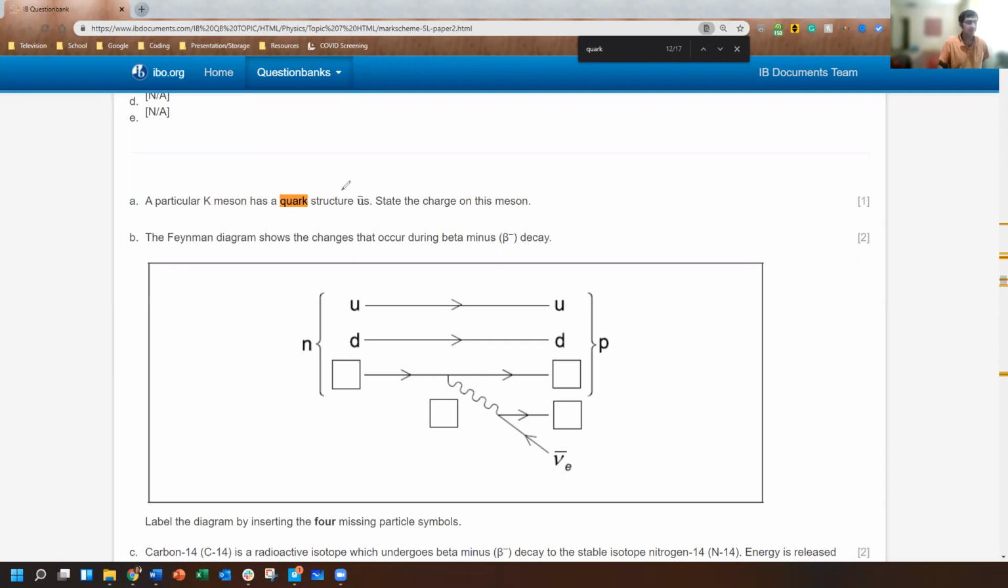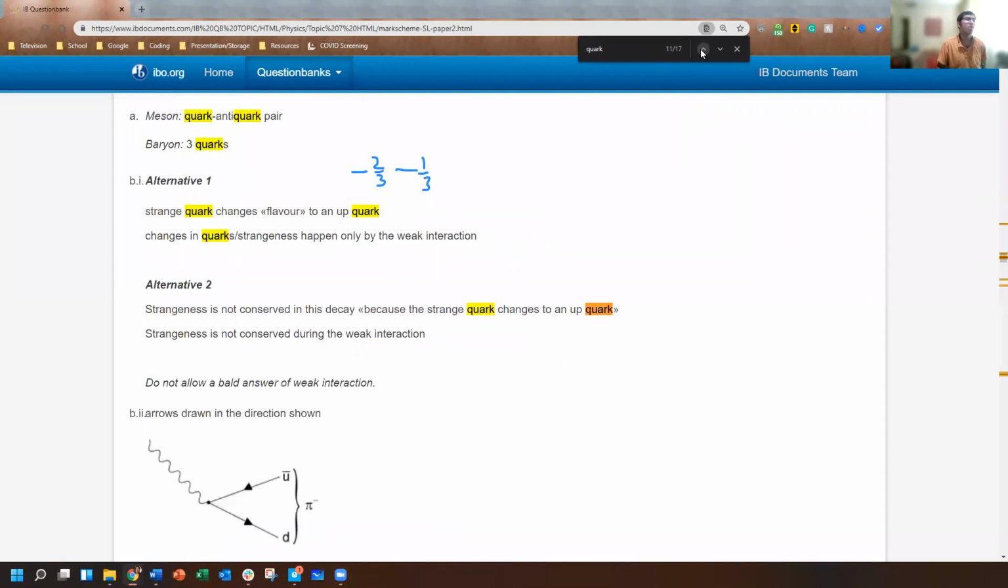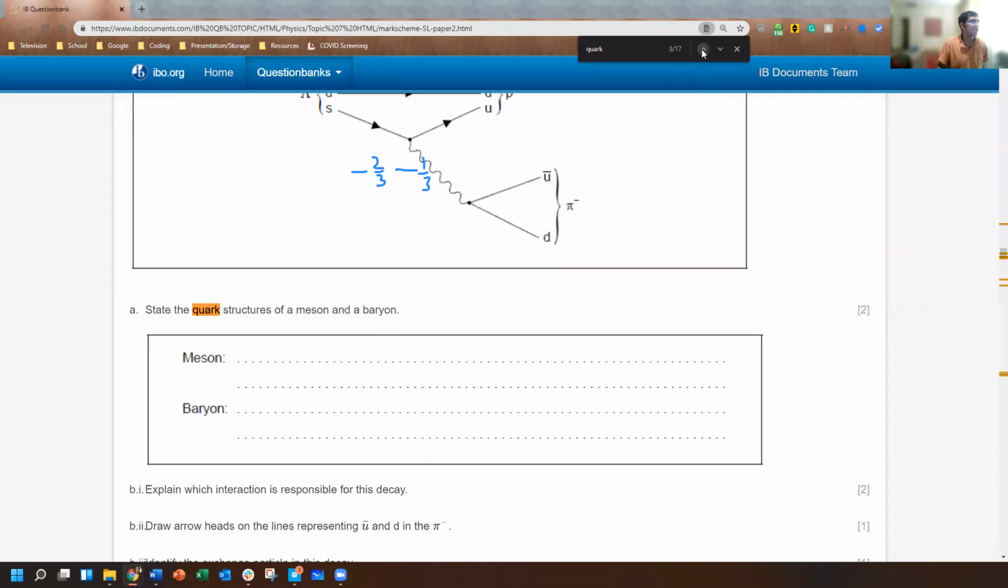So if up has a charge of 2/3 E, then anti-up will have a charge of -2/3 E. And then strange has a charge of -1/3 E. Then that gets you to minus. So then the previous question that I did was also wrong, or not wrong, but part of it was misunderstood.